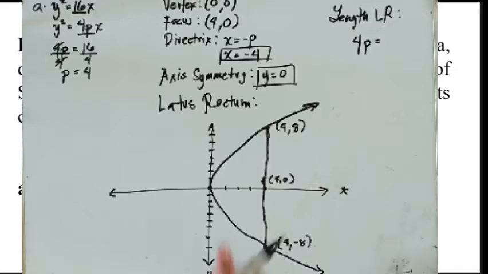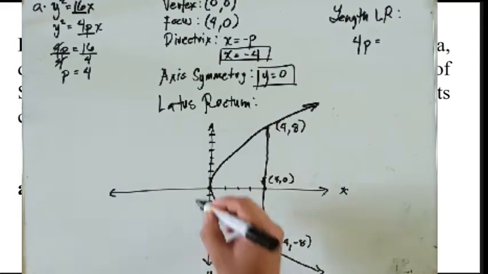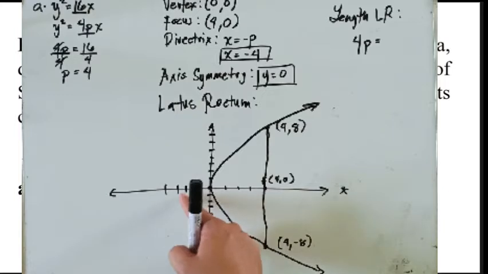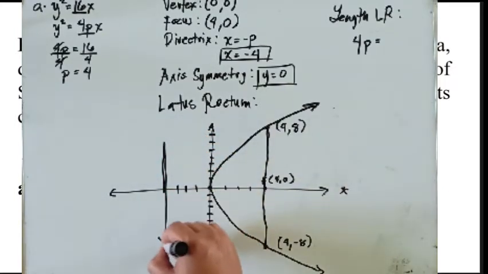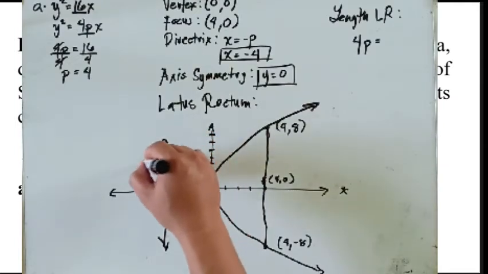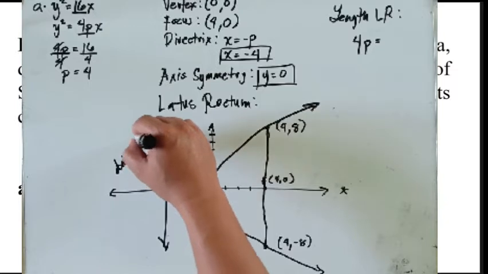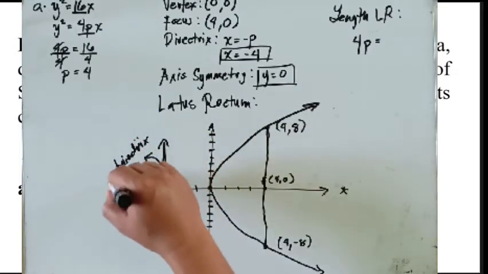Now let's also plot or sketch the equation x is equal to -4, which is the directrix. So -1, -2, -3, x is equal to -4. And this line is called the directrix with equation x is equal to -4.